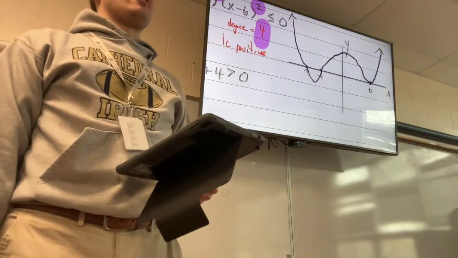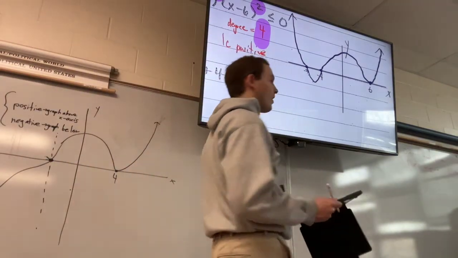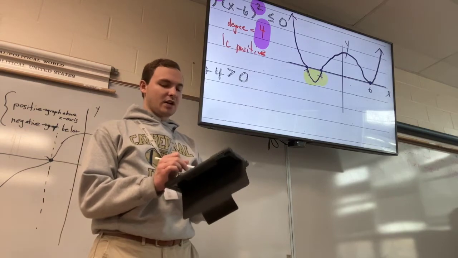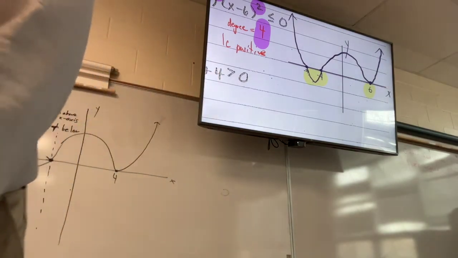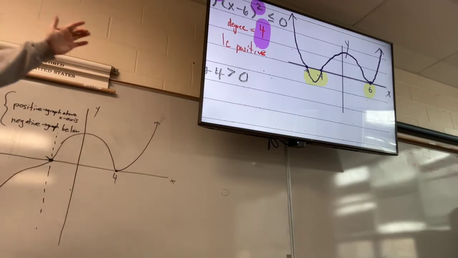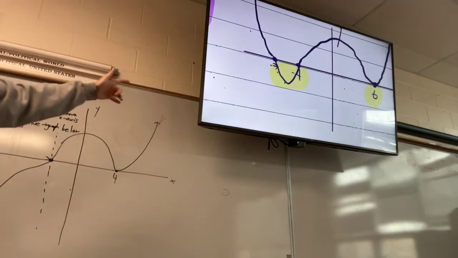It's less than or equal to 0, right? So what part of the graph are we looking for? What part of our graph is our answer? Yeah, everything below or touching the x-axis. So this is a little different, right? Last problem, we were looking for everything that was just below when we talked about negative. Now it's less than or equal to 0. So we want everything that's below the x-axis, but everything that's on the x-axis as well.